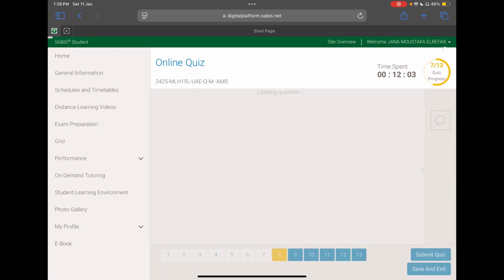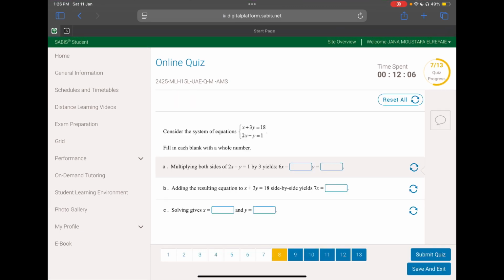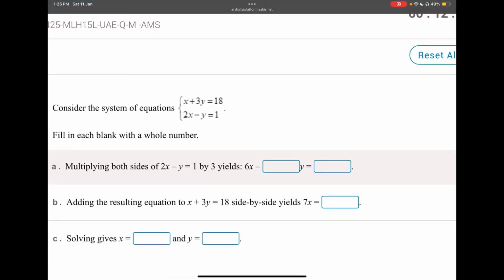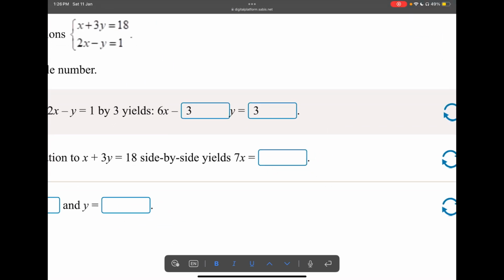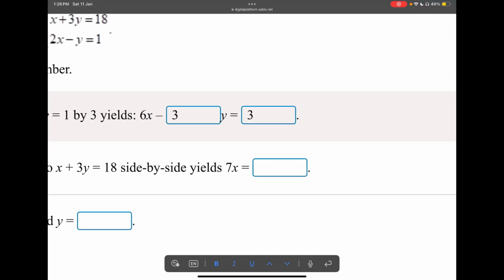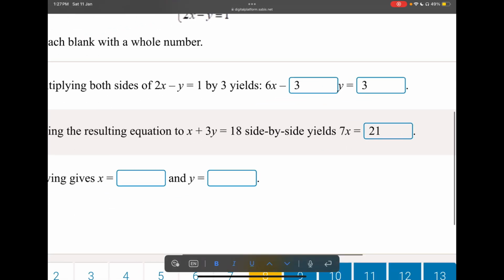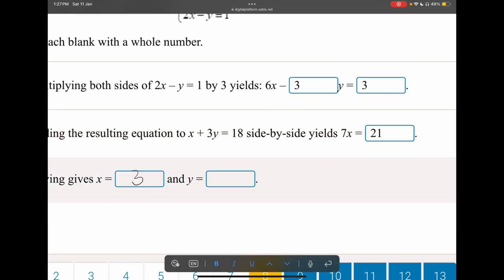Number 8. It's the same concept. Okay, multiplying both sides by 3. So what's 2x times 3? It is 6x. Negative y times 3 is negative 3y. And 1 times 3 is 3. So add side by side. 6x plus x is 7x. Cancel out the y. 3 plus 18 is 21. So 7x equals 21. X is going to be 3.